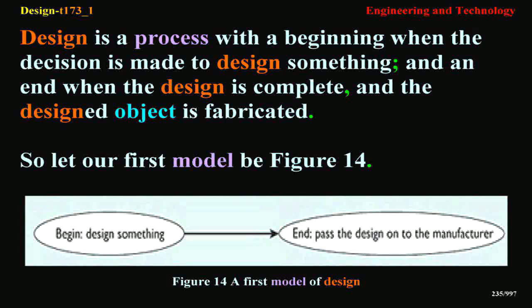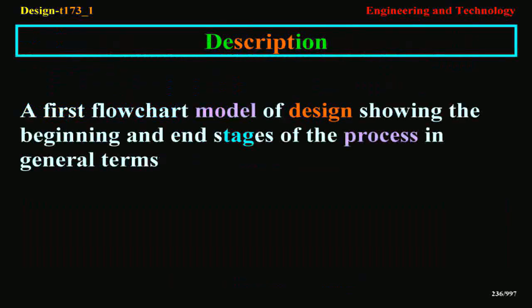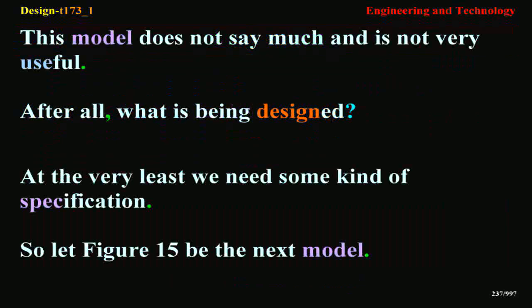So let our first model be Figure 14. Figure 14, a first model of design. Description: a first flowchart model of design showing the beginning and end stages of the process in general terms. This model does not say much and is not very useful. After all, what is being designed? At the very least we need some kind of specification.